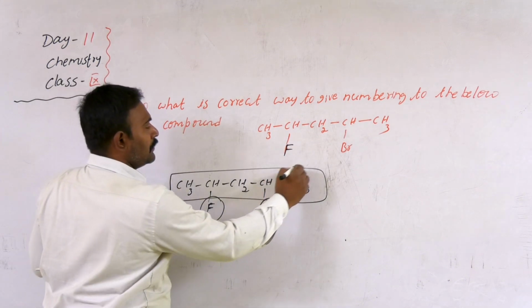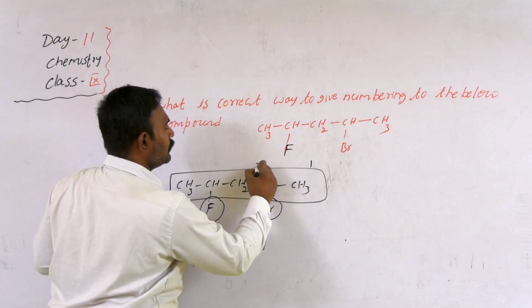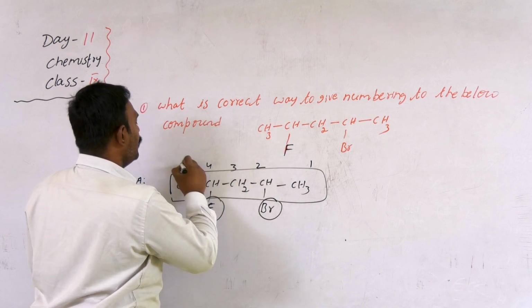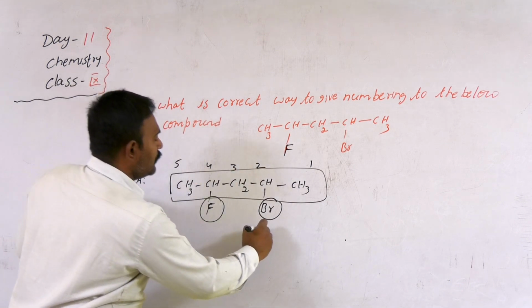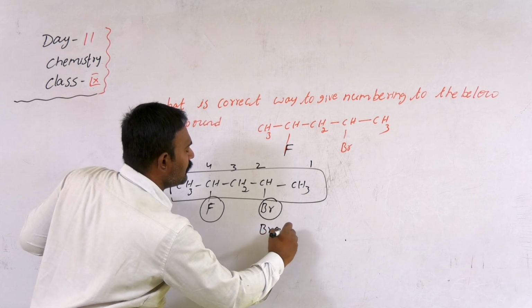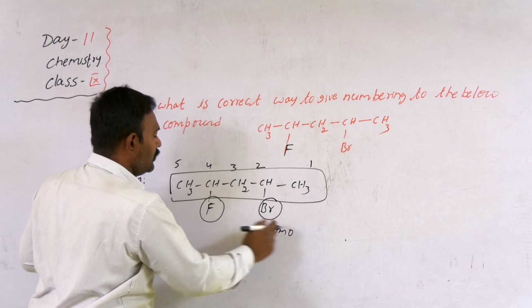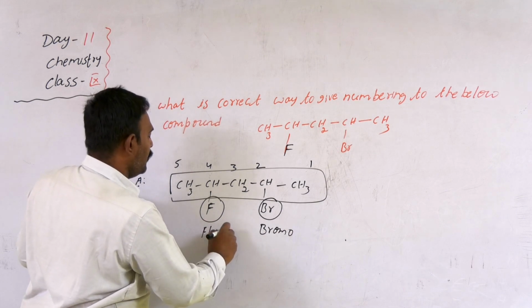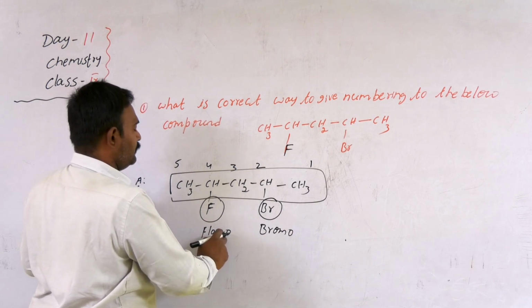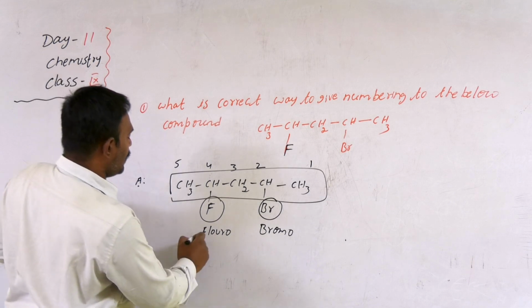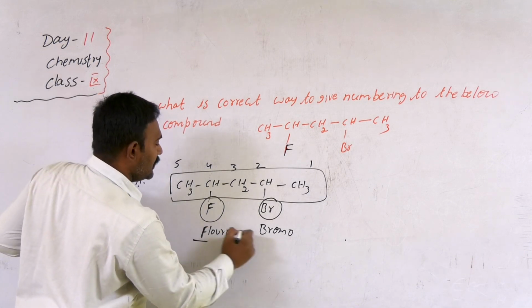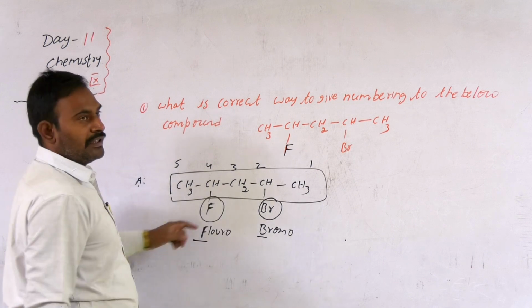See here, this is the first method: 1, 2, 3, 4, 5. If you write down the names of the substituents here, bromo, Br, bromo, and here fluoro. What is the correct alphabetical order? Here the letter F, here the letter B. So it is the correct method.